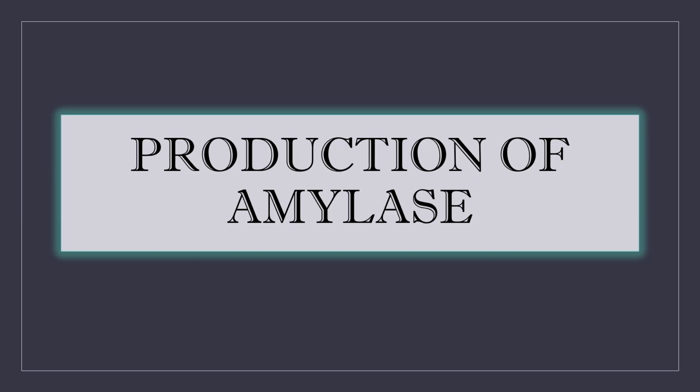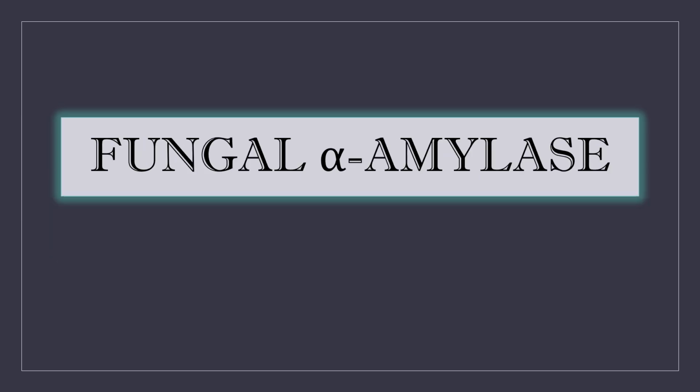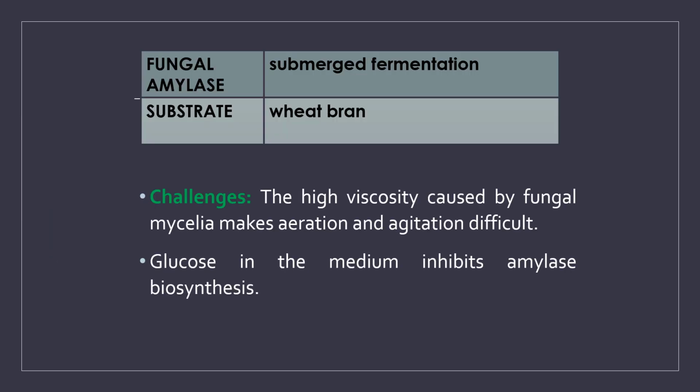Production of amylase. Fungal alpha amylase. For the production of fungal alpha amylase, the substrate used is wheat bran. The challenge involved in fungal amylase production is that the high viscosity caused by the fungal mycelia makes aeration and agitation difficult. Glucose in the medium inhibits amylase biosynthesis.